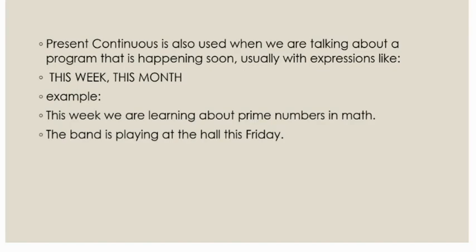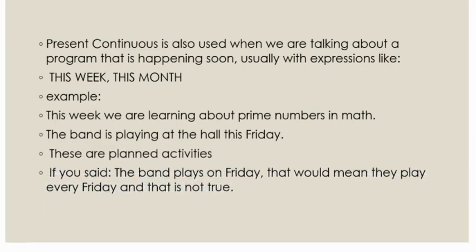Another example, the band is playing at the hall this Friday. So also they specified when it's going to happen, so we can use the present continuous tense. These are planned activities. If you said the band plays on Friday, then that would mean that they play every Friday, and that is not true. Here we are specifying that they are going to be playing only this Friday. So we are going to use the present continuous tense. If they played every Friday, we would just use the present simple tense.